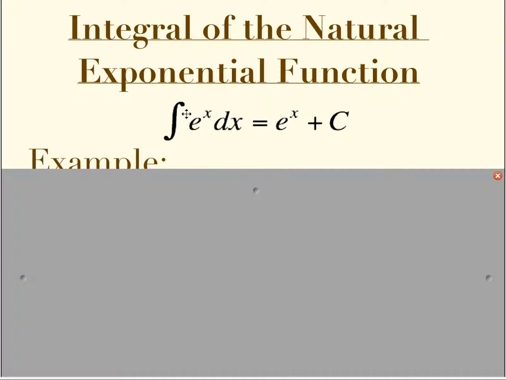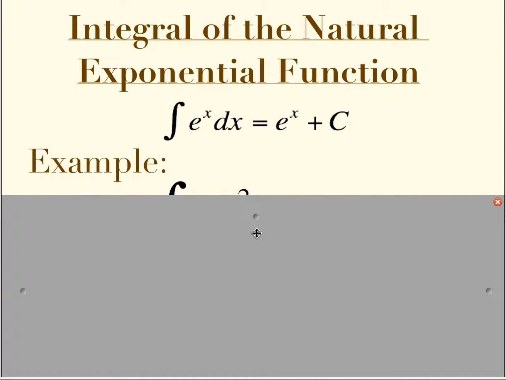The integral of the natural exponential function, so just e to the x. Just remember, this one was nice and simple. The derivative of e to the x was just e to the x. But then make sure that you are also paying attention to if there had been a chain rule.